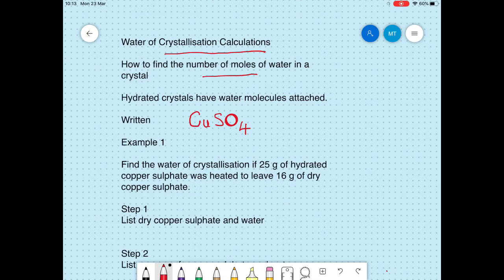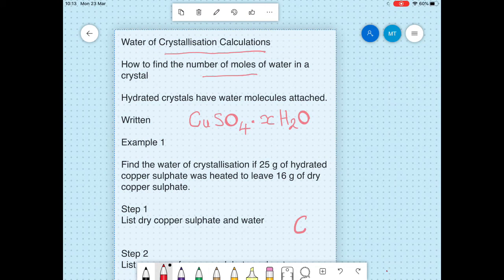So here we have a crystal of copper sulfate, which is CuSO4.X H2O. Dot means water of crystallization. X is a number, and we need to find that number. So here we've got the example. Find the water of crystallization if 25 grams of hydrated copper sulfate, which is the formula I've written above, is heated to leave 16 grams of dry copper sulfate.